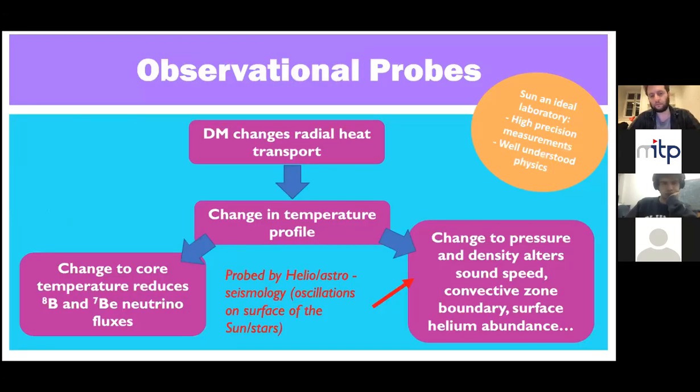So how does this allow us to get a handle on what dark matter is? If this process is occurring in the sun or other stars, and it is occurring to an appreciable level, then the change in radial heat transport is going to modify your temperature profile. And then we've got two effects. If you've got a modified temperature profile, then you've got a modified core temperature, and your boron and beryllium neutrino fluxes are incredibly sensitive to the temperature profile. So any change to the neutrino flux is obviously something that we could probe.